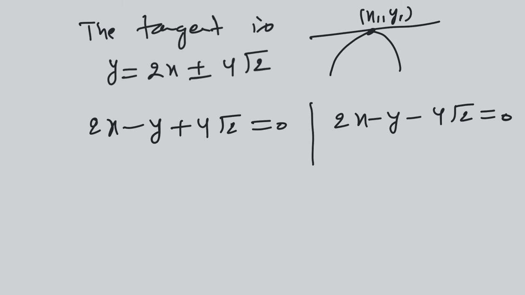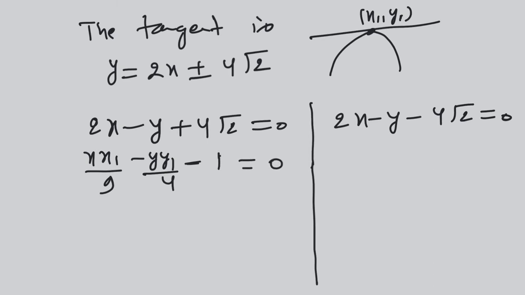So the equation of the tangent at x1, y1 is x x1 upon 9 minus y y1 upon 4 equals 1. So we can write minus 1 equals 0. Similarly, the standard tangent at the point x1, y1 is x x1 upon a square minus y y1 upon b square minus 1 equals 0, where b square is 4.